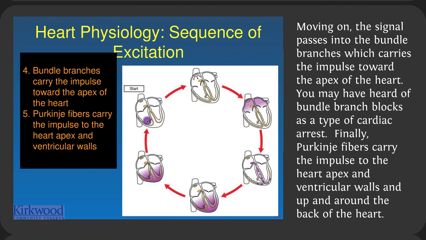Moving on, the signal passes into the bundle branches, here in purple, which carry the impulse towards the apex of the heart. You may have heard of bundle branch blocks as a type of disruption of the electrical system. Finally, Purkinje fibers carry the impulse the rest of the way to the apex, and then up the sides of the ventricular walls, and around the back of the heart, shown here.